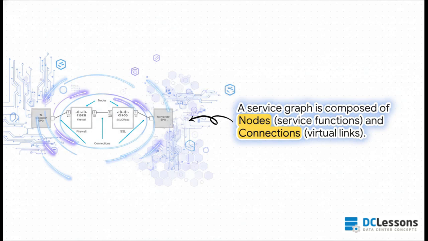And this slide gives us a really great visual breakdown. The whole concept is beautifully simple. You've got nodes, which represent your service functions, the firewall, the load balancer. And then you have connections, which act like virtual patch cables, defining the path between those nodes. You are literally visually drawing your service chain.